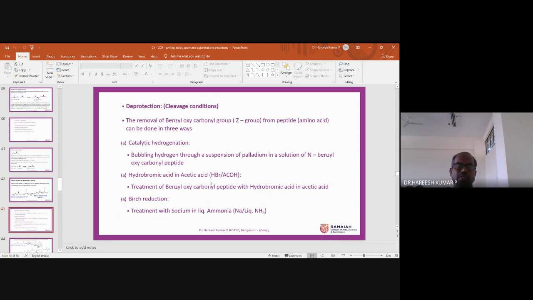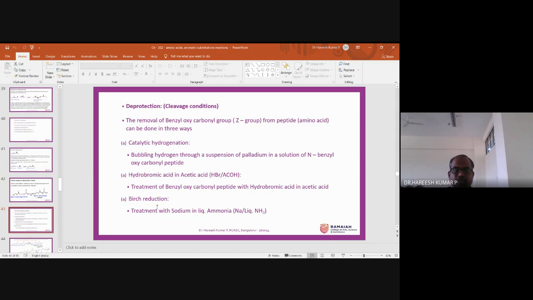It is also possible to deprotect the Z group with hydrobromic acid. Hydrobromic acid in acetic acid, where acetic acid is a solvent. In this process, the benzyl oxycarbonyl peptide is treated with hydrobromic acid, that means HBr in acetic acid. That leads to the deprotection of the Z group of the peptide.